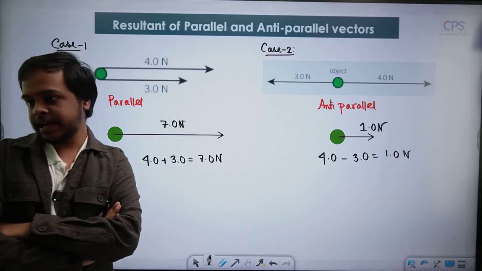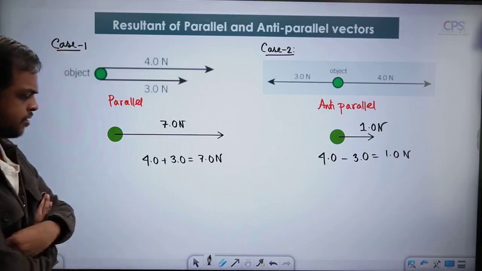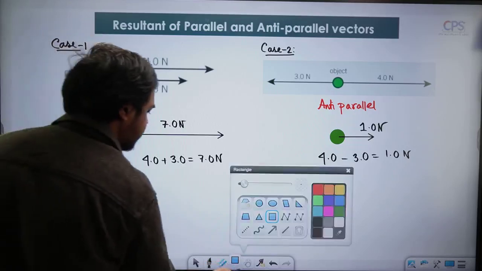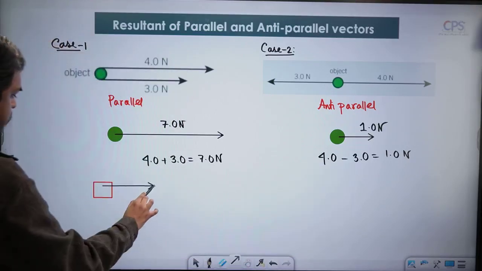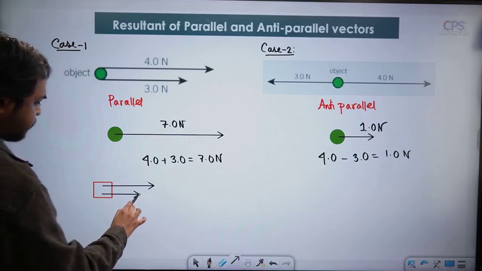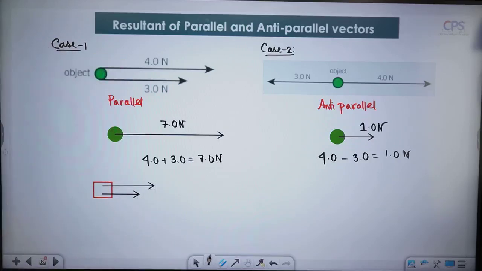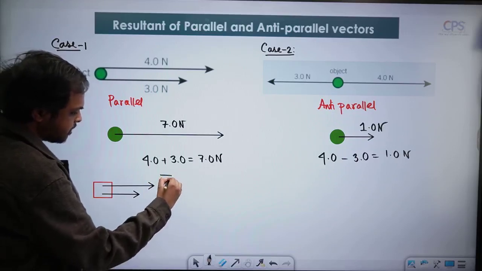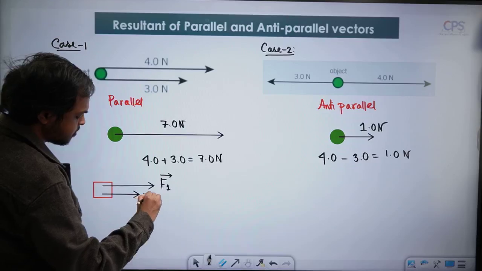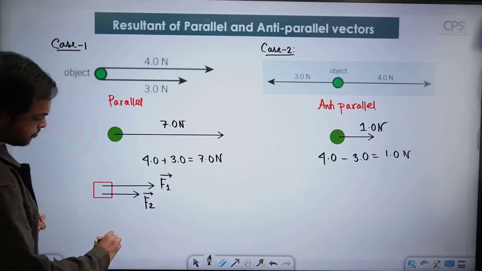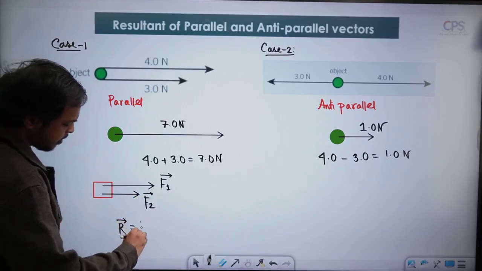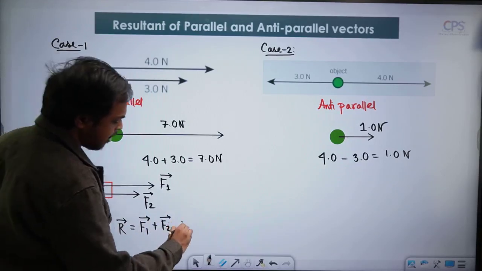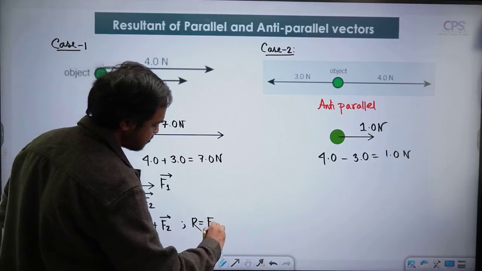So right now I'll tell you two theories. The first theory is for parallel vectors. If we impose two vectors, two same kind of vectors, Newton or Newton, same kind of vectors in the same direction, let's say this is F1 vector, this is F2 vectors, the resultant R will be F1 plus F2, and the value of the resultant will be F1 plus F2, right?